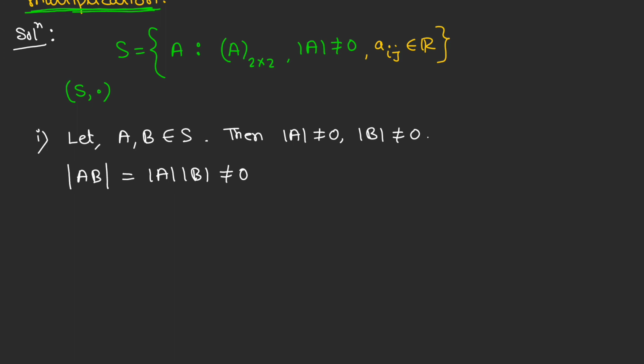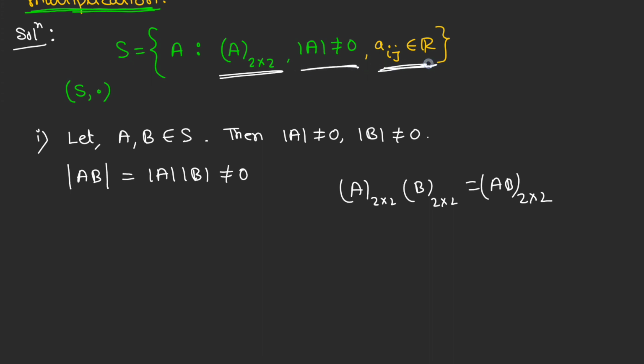Also you have to satisfy the condition that AB will be a 2 by 2 matrix. A is a 2 by 2 matrix, B is a 2 by 2 matrix, so what will be the order of the AB matrix? Obviously 2 by 2. So it is satisfying both conditions. Now the third condition: if A is a real matrix and B is a real matrix, and you are applying multiplication, obviously the result will be a real matrix from the set R. That means it is satisfying all three conditions, so the result matrix AB belongs to S.